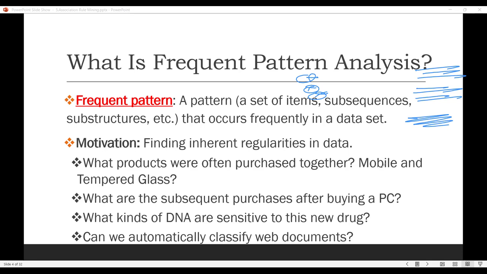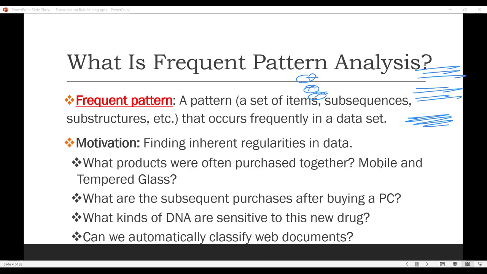Definitely they will purchase some other set of products. Maybe a backpack for the laptop, sometimes web cameras. There are so many things. Sometimes they will upgrade their RAM and memory. Sometimes they will purchase antivirus software. So if a customer purchases any product, there is a good possibility they will purchase some other products together with that particular product.